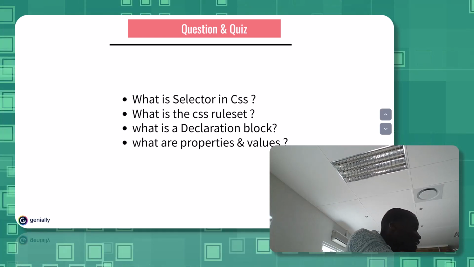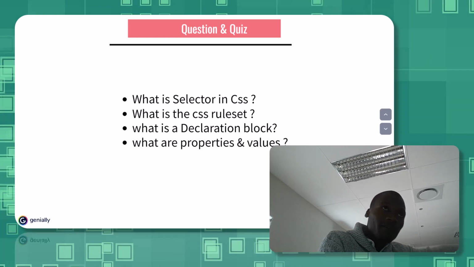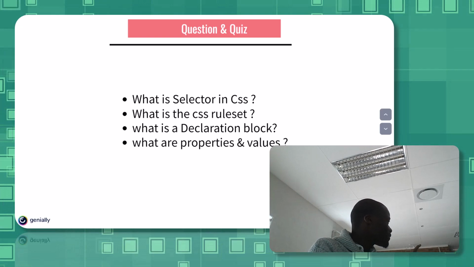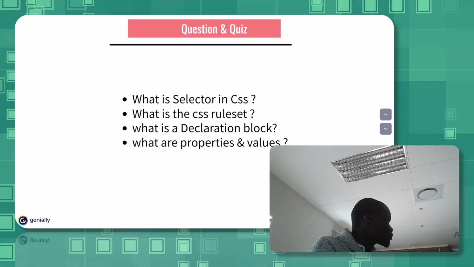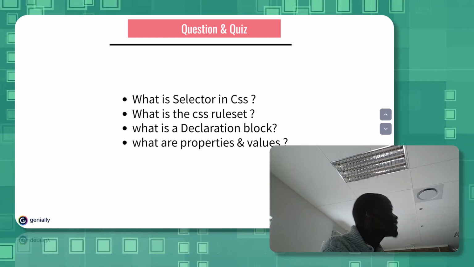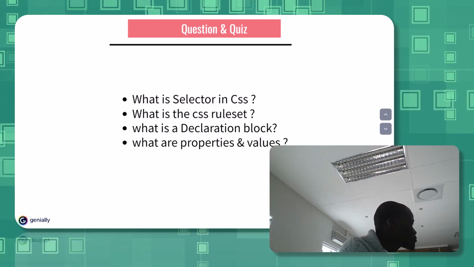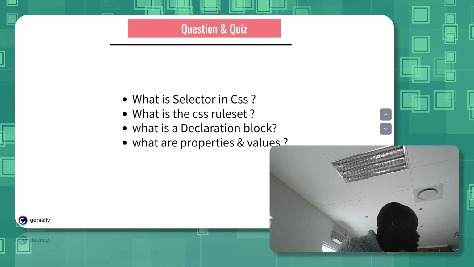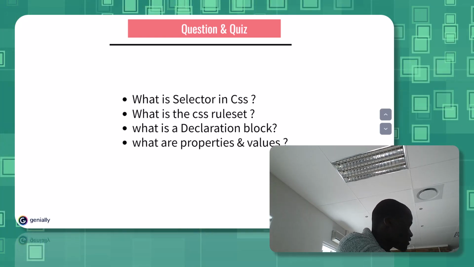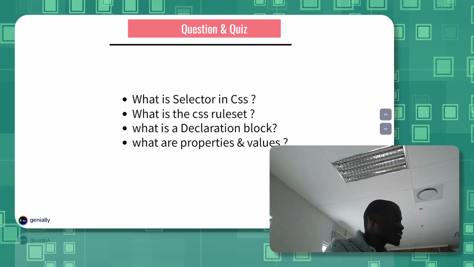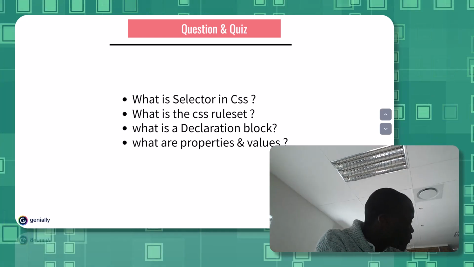So my question to you again: what is the selector in CSS? It targets an HTML element. Yes, that's the answer. Then how many types? Can you tell me three types of selectors that we have in CSS? ID, attribute, class. Simple. Can you give me the first answer that he gave me?